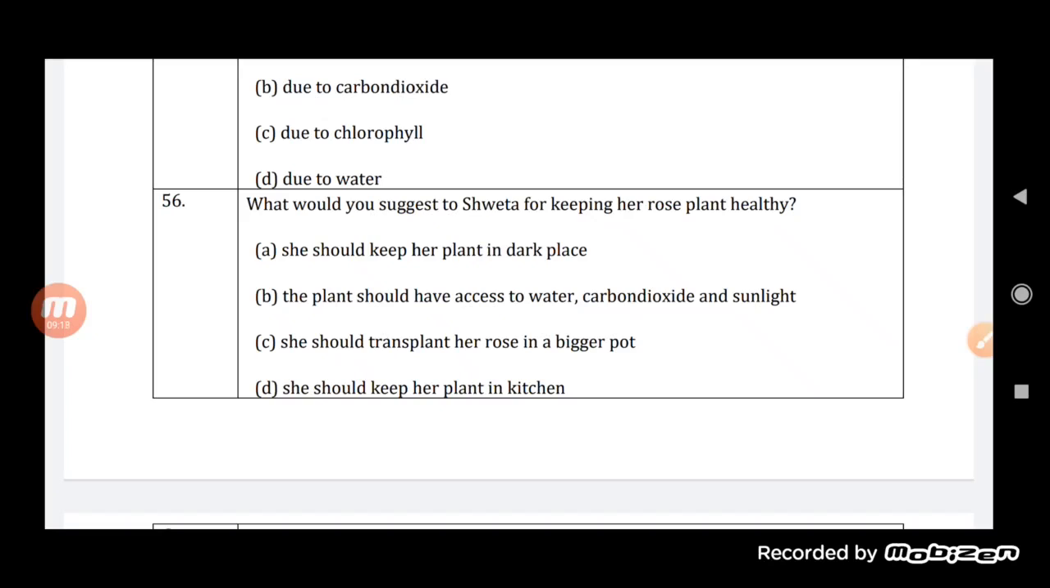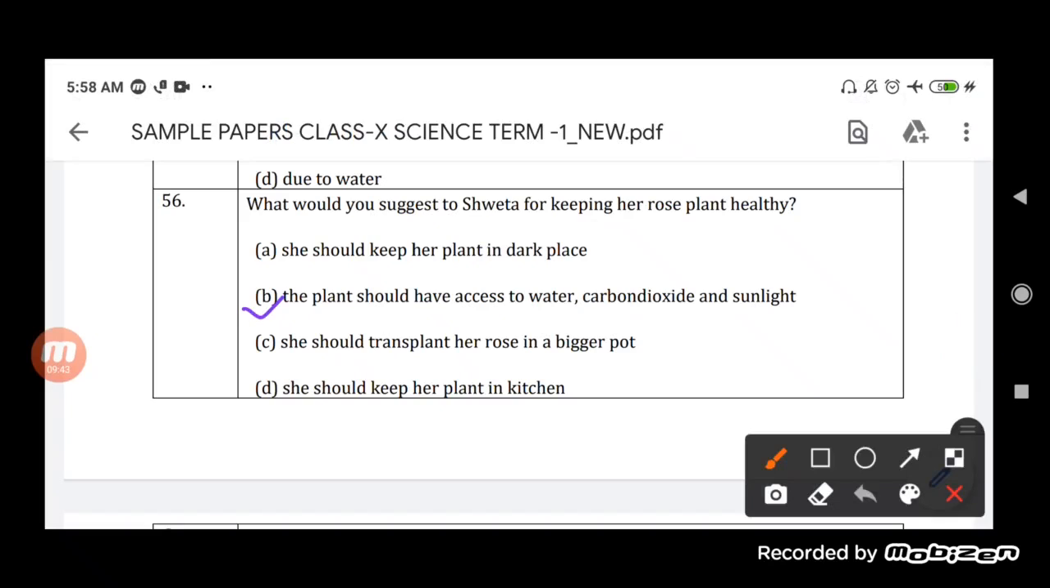Now you see that basically we should suggest that the plant should have access to water, carbon dioxide, and sunlight. If all these three are there, then the plant will remain healthy. So the correct option will be: the plant should have access to water, carbon dioxide, and sunlight.